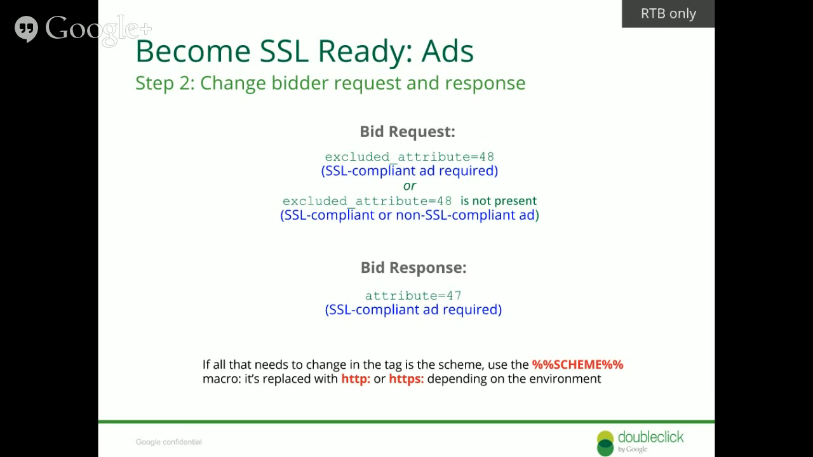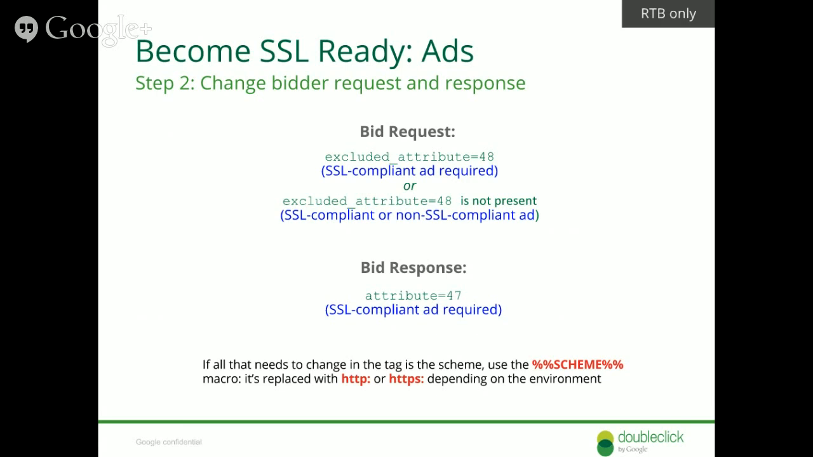The second piece here is within your response. So if you're bidding on an SSL impression, you need to then tell us within your response that the creative you're responding with is SSL compliant. And for that, you just make sure to declare 47 in the creative attribute field.